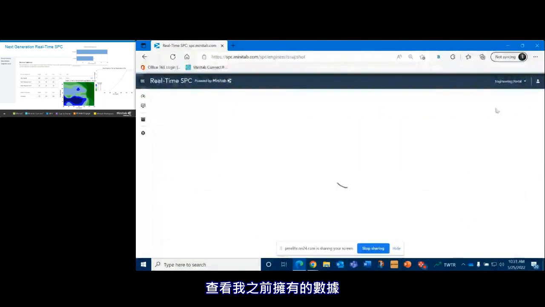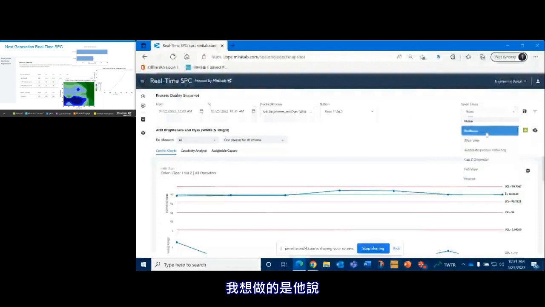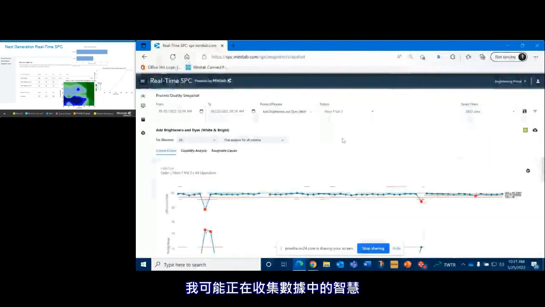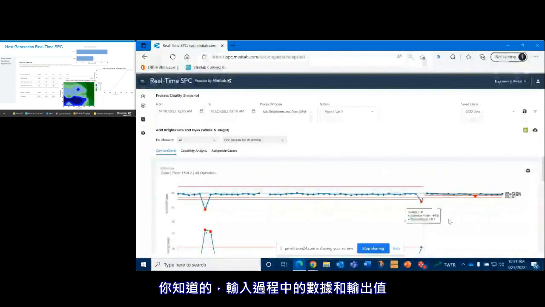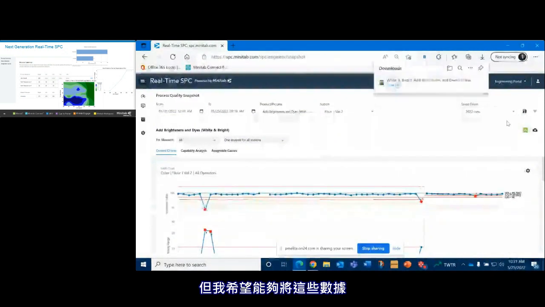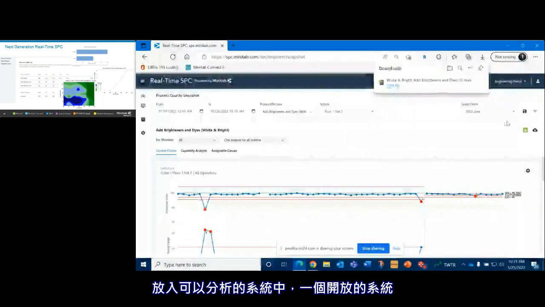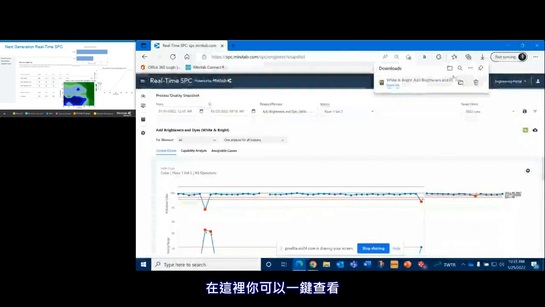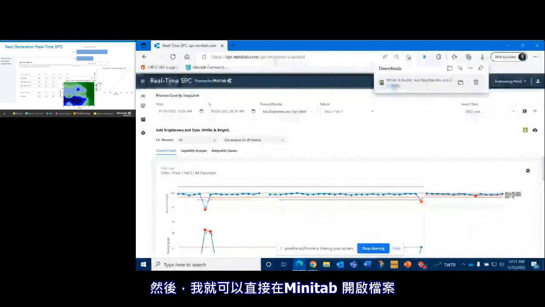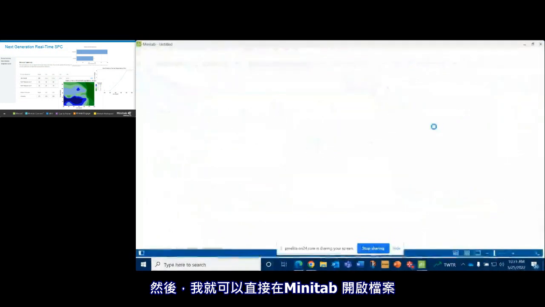data that I had before, what I'd like to do is, like I said, I have this data that I'm collecting, and I might be collecting X's and Y's, inputs, the process data and the response data. But I want to be able to put that data into a system where I can analyze that a little more carefully. So you can see here with one click, I can just click on Minitab and open that file directly into Minitab. So get there.